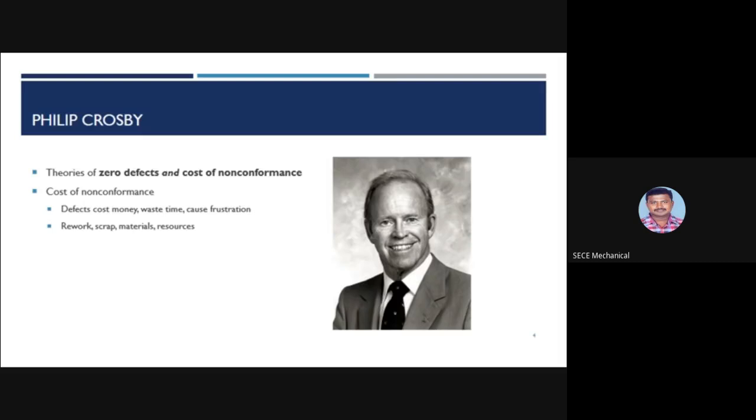Costs associated with not meeting customer specifications include rework, scrap, material costs, and the costs of resources wasted in the production of a product or service that didn't meet requirements. Other costs associated with quality are the costs of failure, inspection, prevention, and customer goodwill.